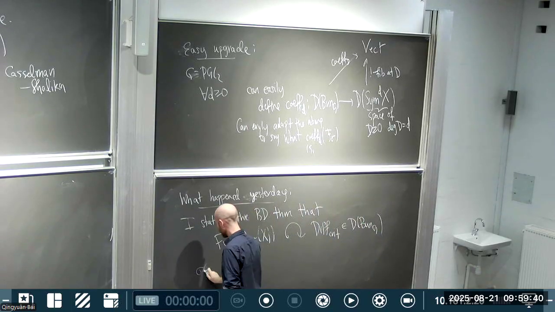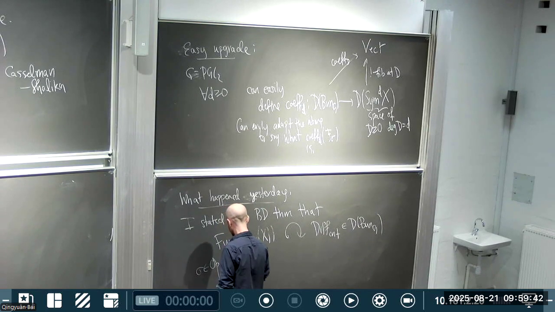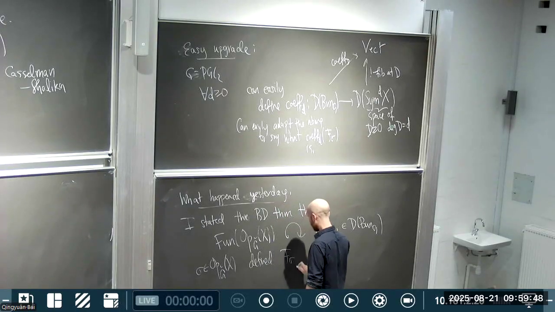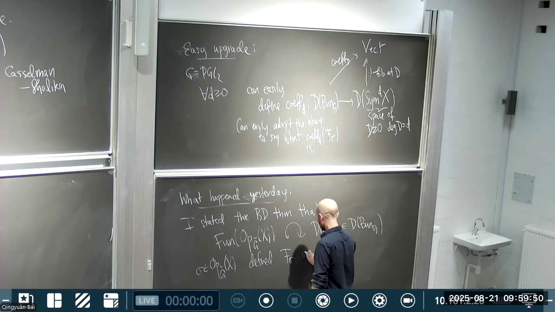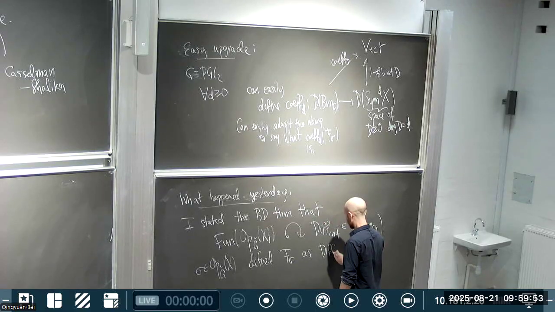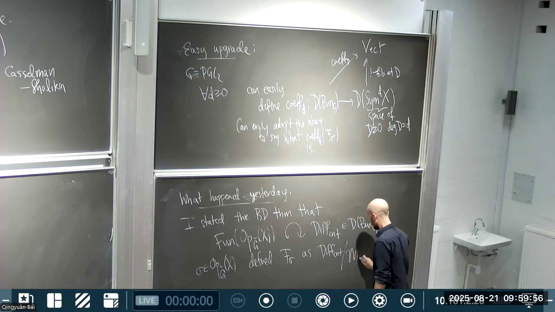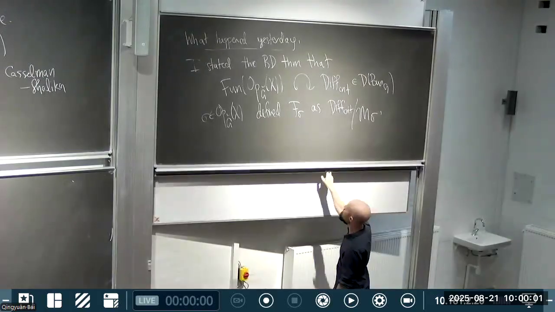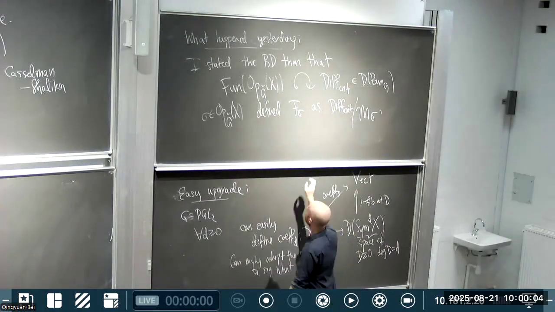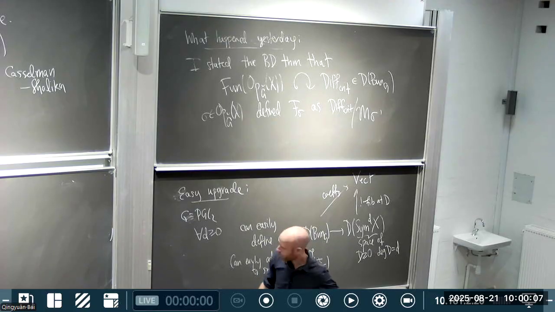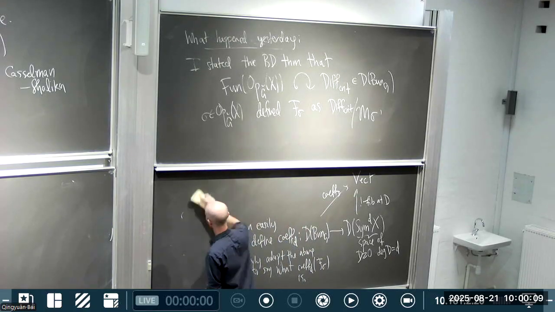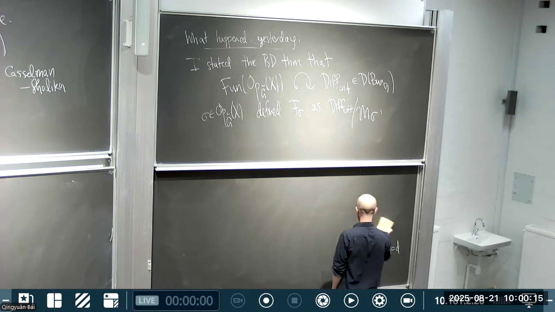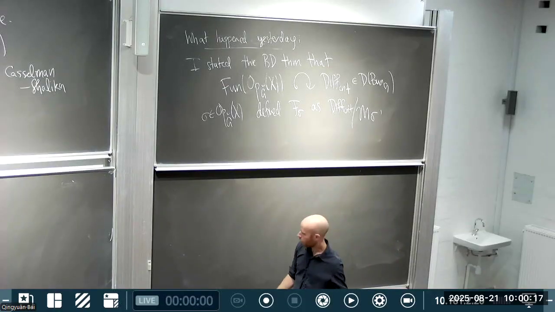And then for sigma an oper, we defined this F sigma, following Frenkel–Gaitsgory and Drinfeld, as this quotient by some maximal ideal. That's what happened yesterday, and what's also about to happen later this morning.